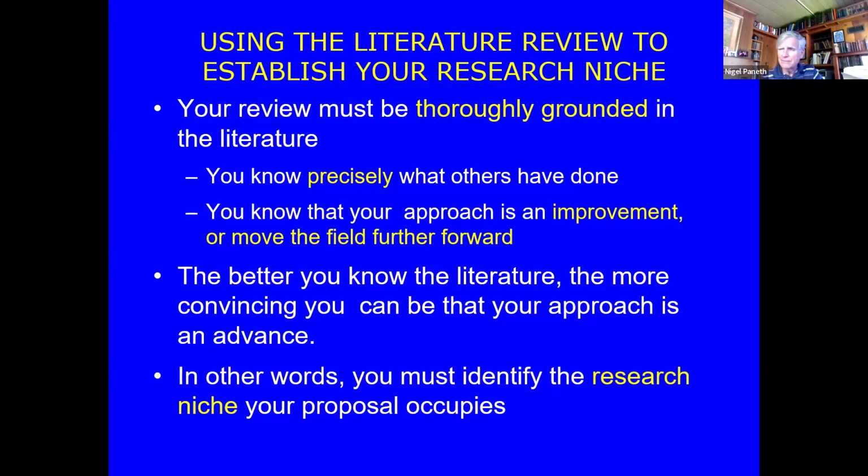And this is why I've used this term, which I used in the first seminar, a research niche. You should identify a research niche. This is where I'm working. This is the stuff I'm doing. This is what I'm good at and getting better at. This is what my team wants to do.